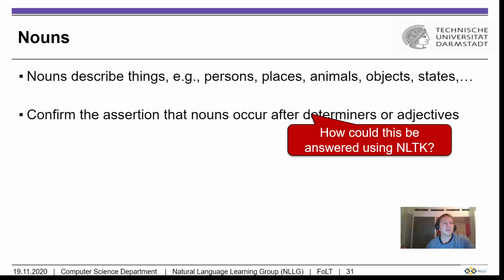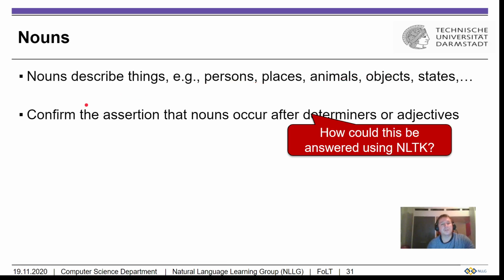So let's look at a few word classes, a few parts of speech that are very common. This is really the thing that you learn in school, right? Nouns describe things, for example persons, places, animals, objects, states. So what are typical nouns? Like man, that's a person. Cat, that's an animal. And it could also be something like economy, so that would probably be an object or something, right?